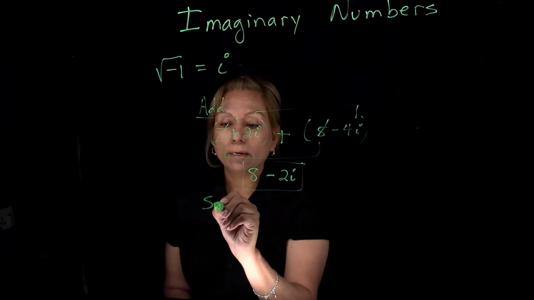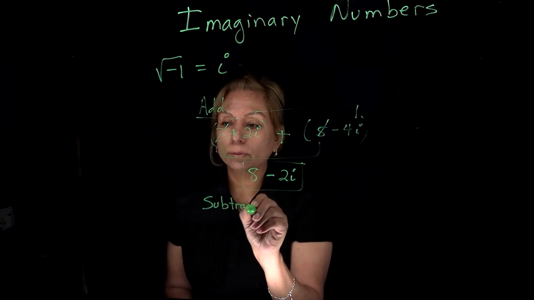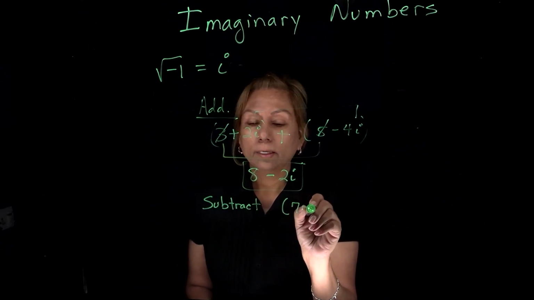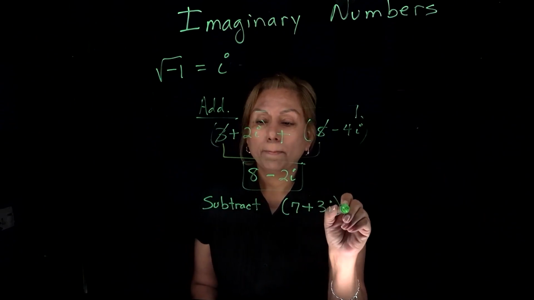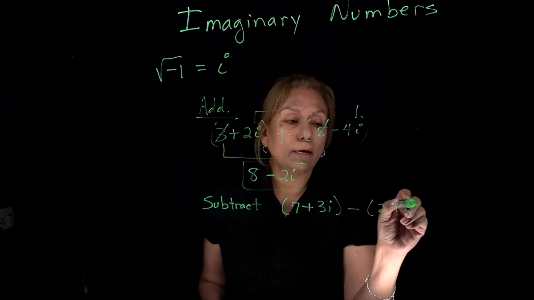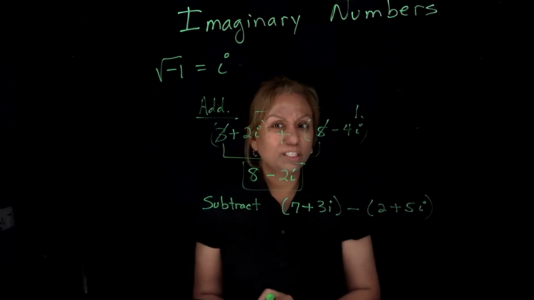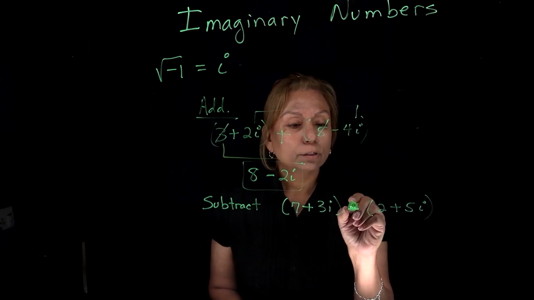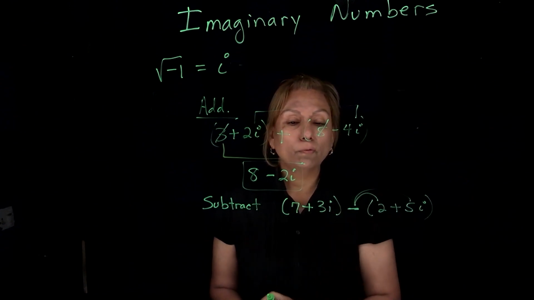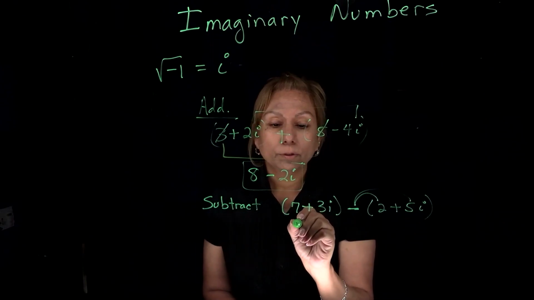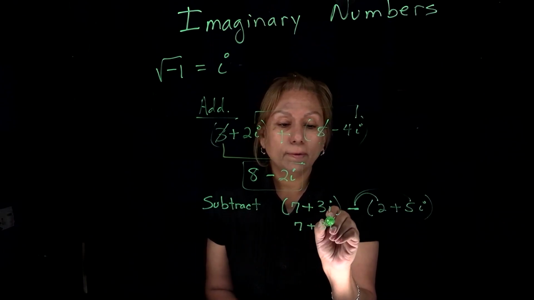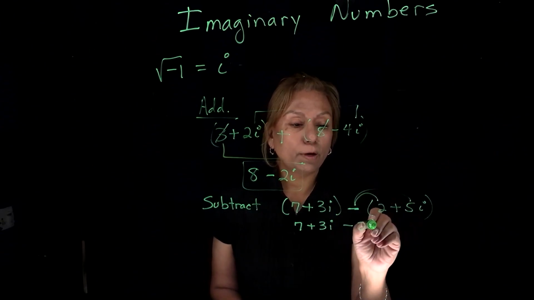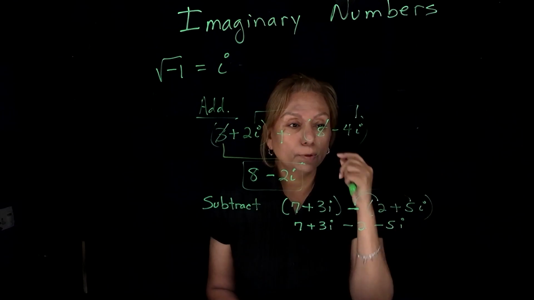All right, let's think about a subtraction one with imaginary numbers. If we subtract, we would still start off with our complex form: 7 plus 3i minus 2 plus 5i. Subtraction is where we students tend to make the most mistakes, because we forget to distribute this negative sign. So you have to distribute that negative before you do any subtracting. So I'm just going to rewrite 7 plus 3i, then negative times 2, negative times 5i. And then we drop the parentheses.